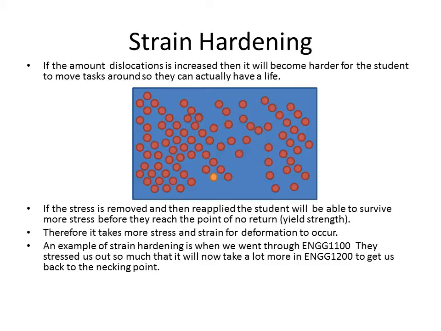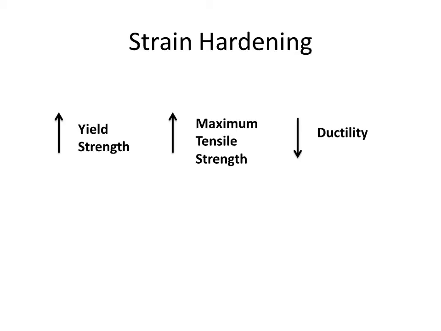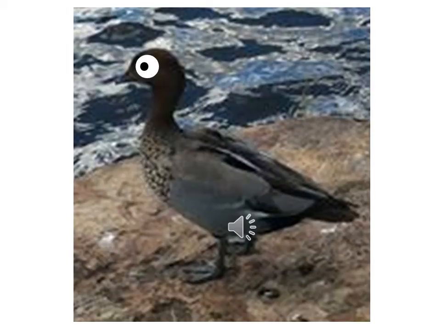Therefore, it takes more stress and strain for deformation to occur. An example of strain hardening is when we went through 1100. They stressed us out so much that it will now take a lot more in 1200 to get us back to the necking point, although it's not impossible. So strain hardening increases your yield strength and your necking point. However, it decreases your ductility, meaning it takes less time for you to go insane and start quacking like a duck.